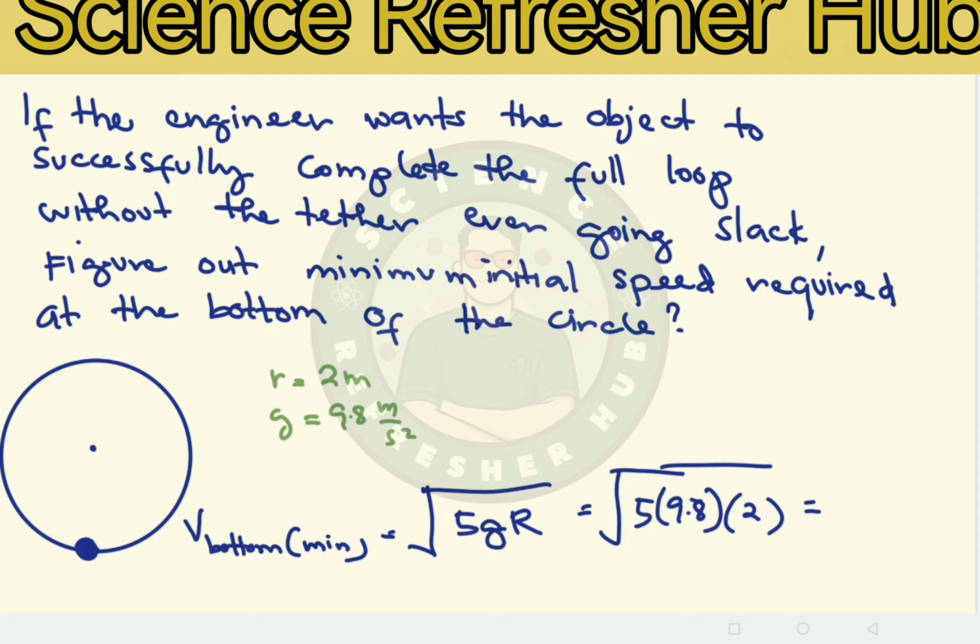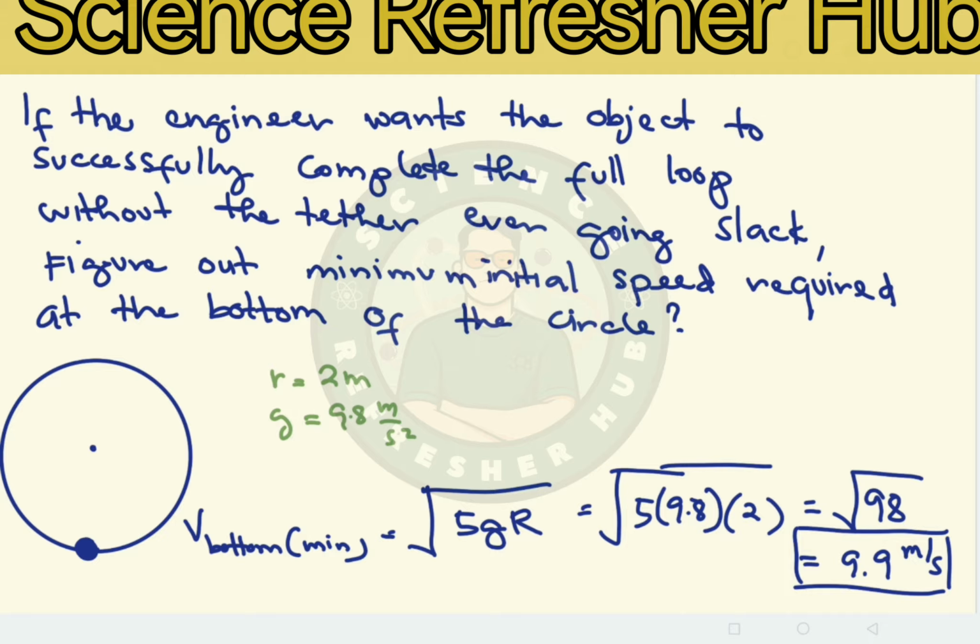Carefully plug these figures into your calculator. 5 times 9.8 times 2. The answer is 98. And let's get the square root of 98. We have 9.9 meters per second. This is the minimum velocity at the bottom. Above 9.9, it can complete the loop. So if the initial velocity is 10, it can complete the loop.